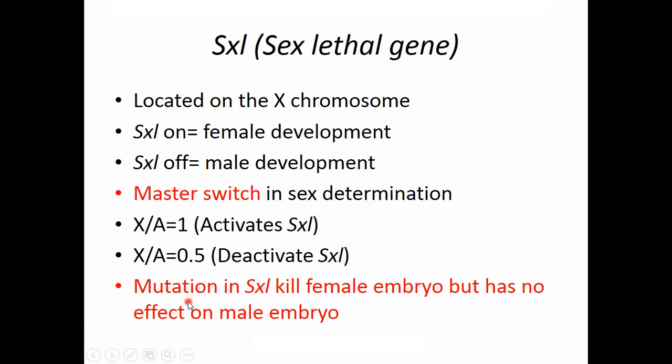If the X autosomal ratio is equal to 0.5, it will deactivate the sex lethal gene and development of male will start. If a mutation takes place in the sex lethal gene, it will kill the female embryo but has no effect on the male embryo. That's why it is known as sex lethal, because its mutation can kill the female embryo. Why is it not affecting the male embryo? Because in males, the sex lethal gene is off.